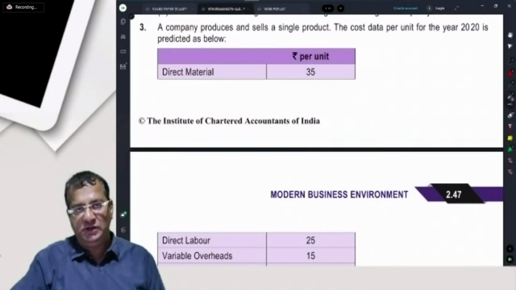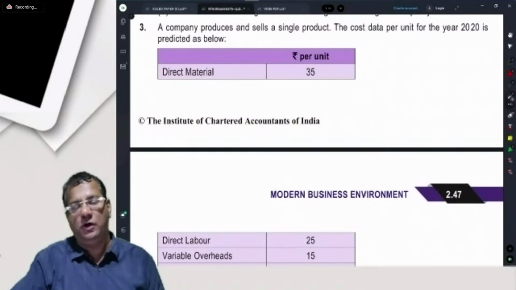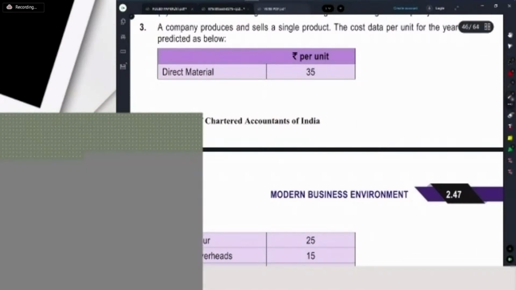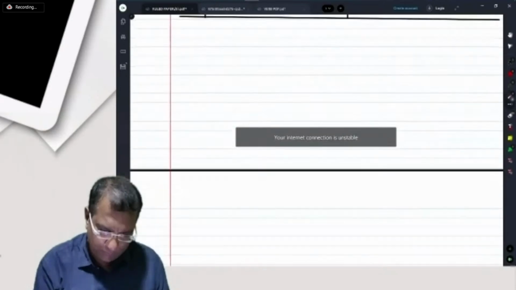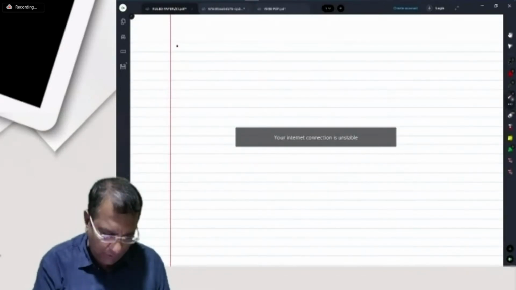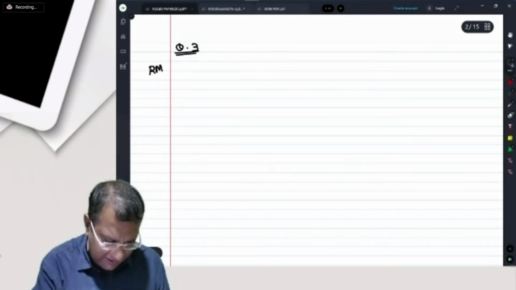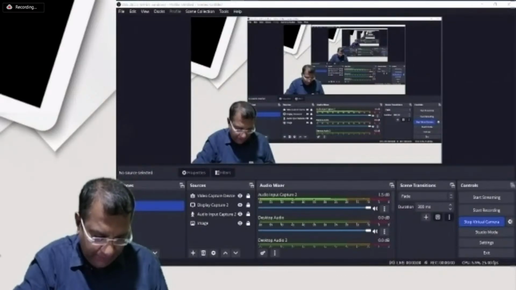Before starting this question, let's discuss some basics. Once the basics are done, then you can easily solve question number third. Okay. Basics of question number third. First of all, the basics regarding the raw material.